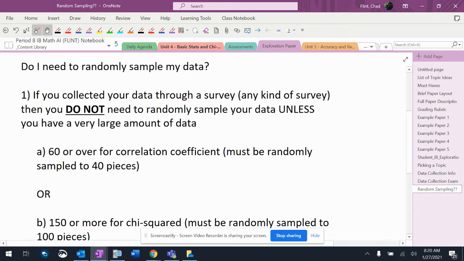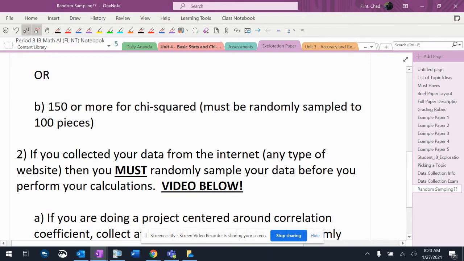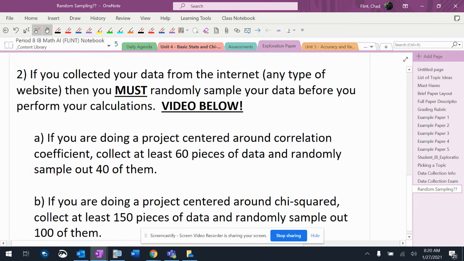If you're doing chi-squared, you're supposed to have 100 pieces of data. All right, so if you have 100 pieces of data, then you are okay. If you have more than 100, it's okay until you hit about 150. If you have 150 or over, you need to randomly sample out 100 pieces of that data. Okay, so that's surveys. You're probably not going to have to randomly sample it.